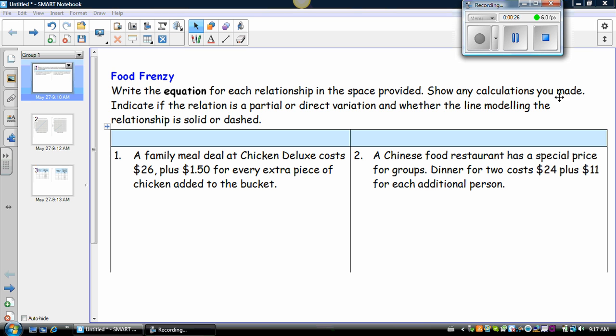Show any calculations you made and indicate if the relation is partial or direct variation and whether the line modeling the relationship is solid or dashed.